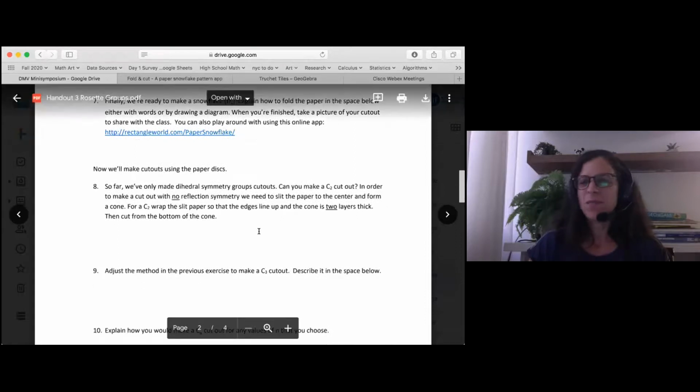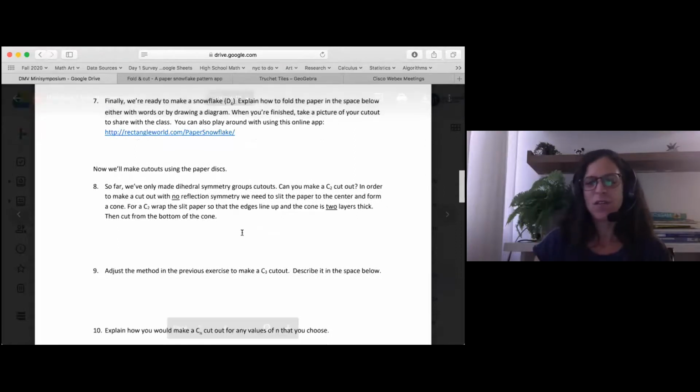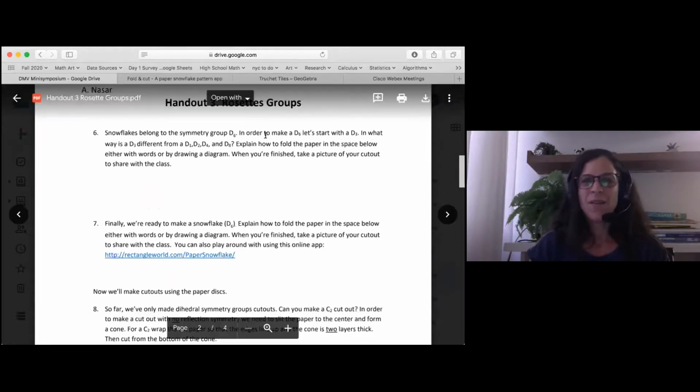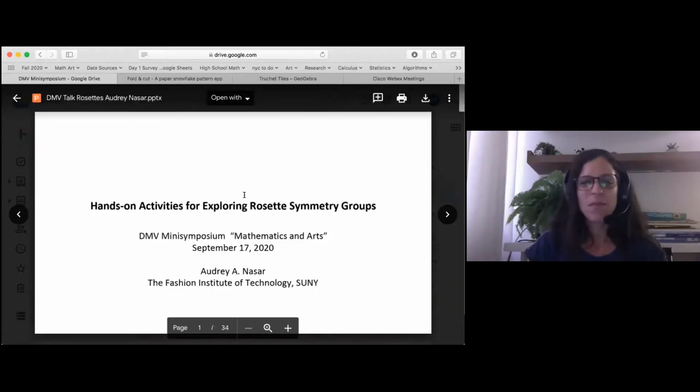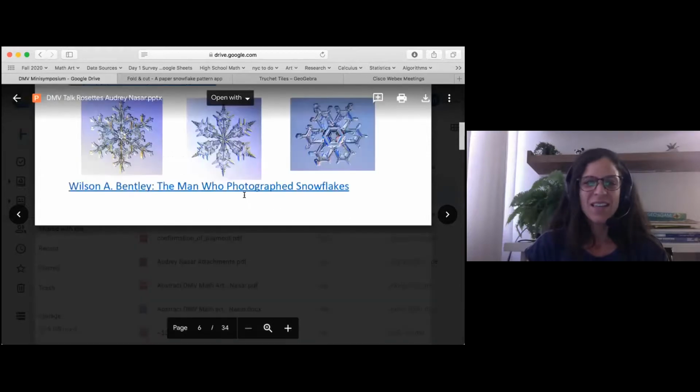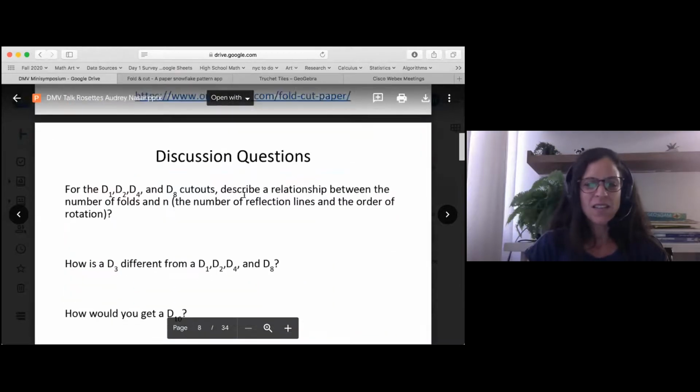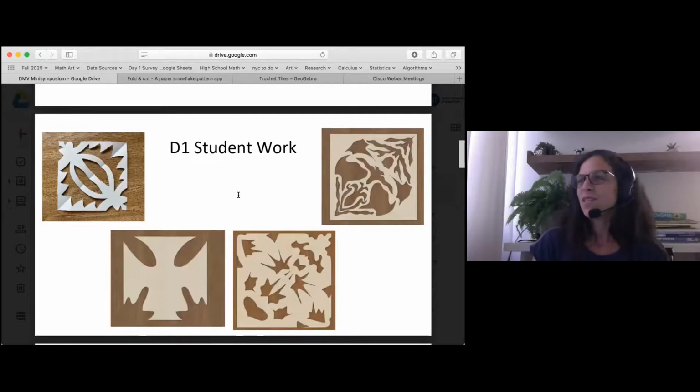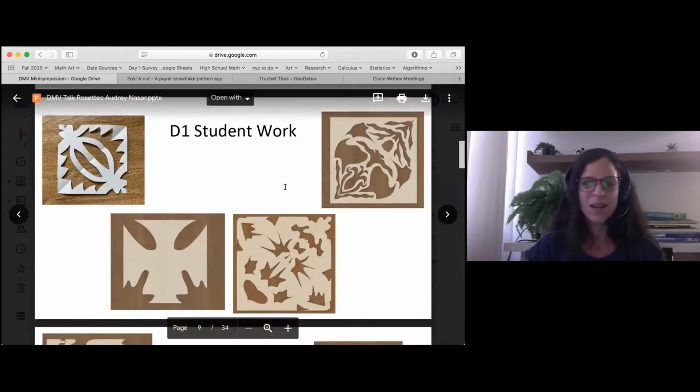So by folding the circular part into a cone and then cutting it out that way. I want to show you what the students did, because there were some things that came up that I think are relevant. So I actually taught this class yesterday, coincidentally. This is what the students created for D1. So you see some use the app, most of them use the app, and some did by hand. And I think that went pretty well.